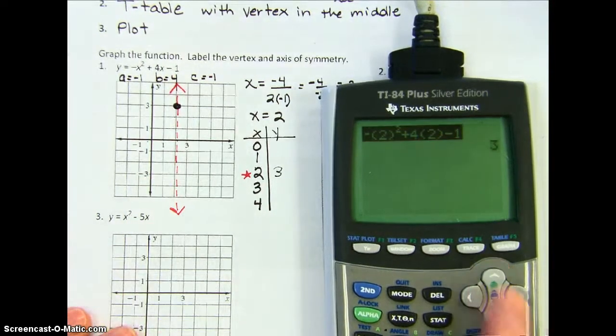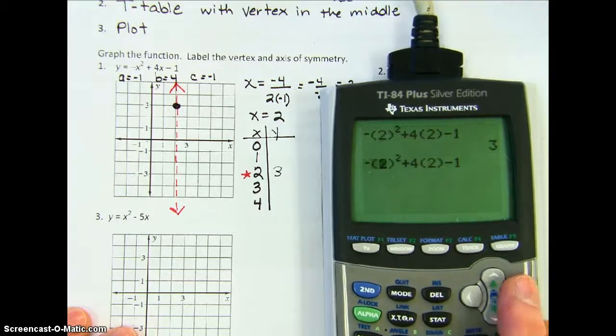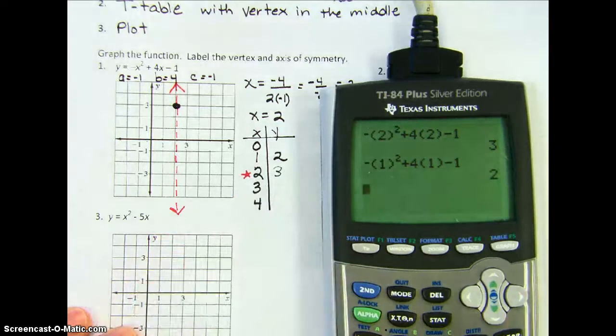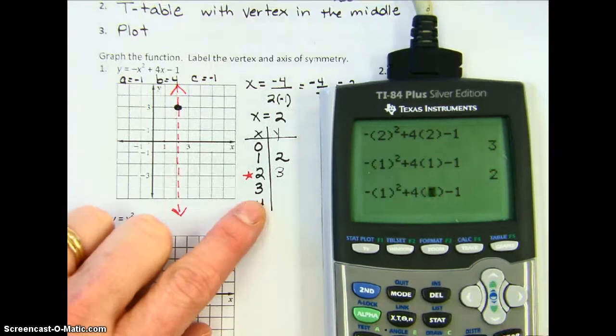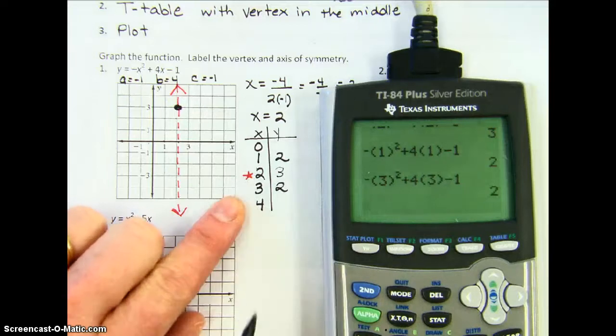So I'm going to scroll up. I am now going to replace the 2 with 1. And I'm just using the key feature on my calculator. We'll change that to a 1, and I get a 2. Now remember that your table should always be symmetric. So now when I put in a 3 in place of x, I better get the same thing, and I do. I get a 2.